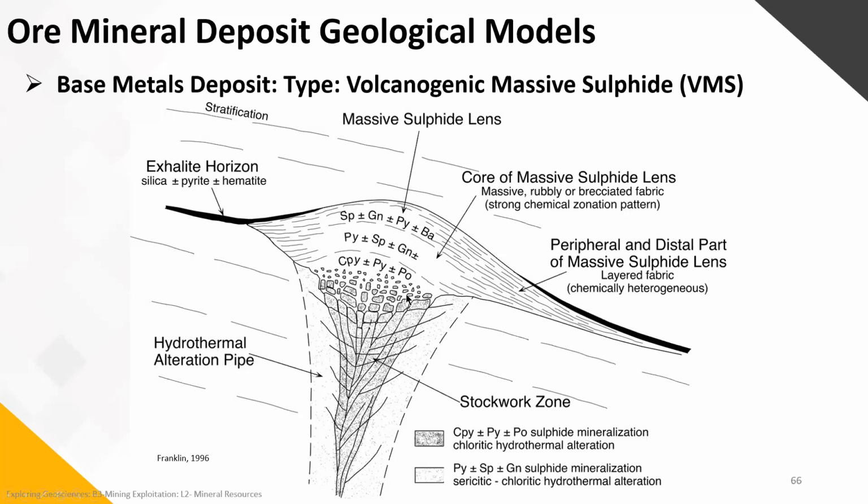When we are within the proximal area of a VMS, it is richer in chalcopyrite, hence copper. And when we move farther away, it is richer in zinc or sphalerite. When we are within the distal or superficial part, it is mainly what we call our exhalite horizon, which is the silica, pyrite, and hematite.